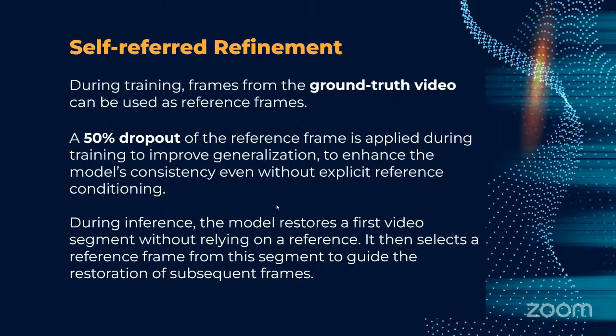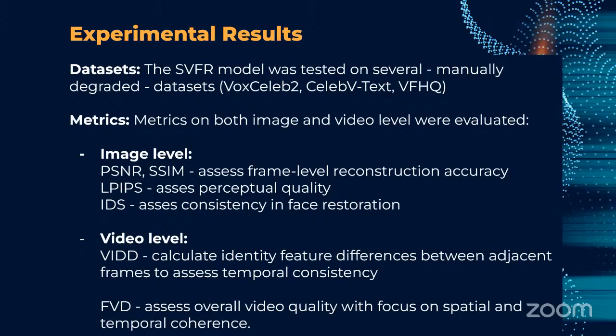And now that we kind of understand how the model works, we can have a look at the actual evaluation. So in the article, the SVFR model was evaluated on 3 different data sets, all of which had been manually degraded. And the data sets were VoxCeleb2, CelebV-Text, and VFHQ. I don't actually know too much about them, but these are the names. And for the metrics, they used metrics on both the image and the video level. So on the image level, for example, they had PSNR and SSIM, which evaluate reconstruction accuracy on individual frames.